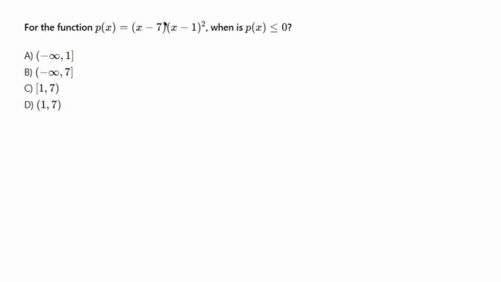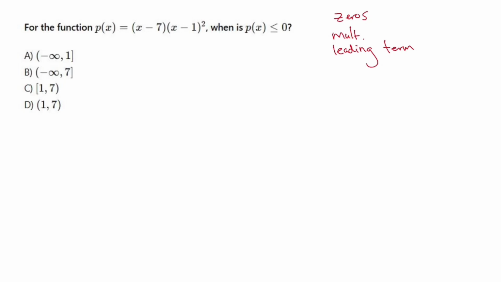For the function p of x equals x minus 7 times the quantity x minus 1 squared, when is p of x less than or equal to 0? All right, well, in order to do this, we have to look at three things. Thing number one, what are our zeros? Thing number two is multiplicity. And thing number three is what does the graph look like by using the leading term? And from there, we can make ourselves a sign table.